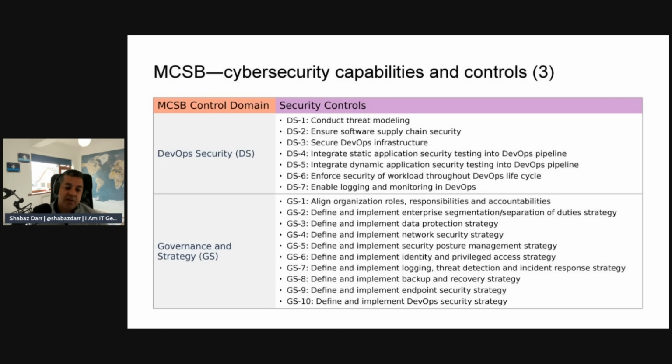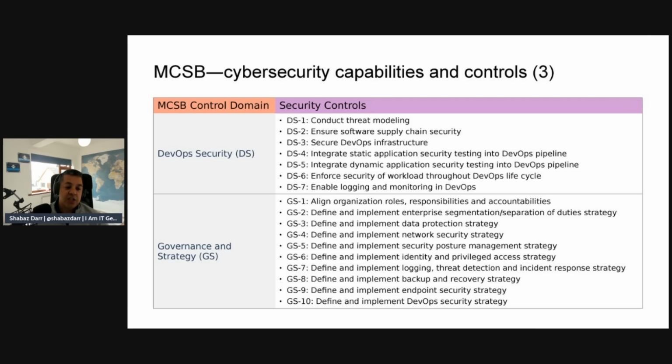And then we've got the third part of that, which is the DevOps security and the governance and strategy. So see the DevOps security, conducting threat modeling, securing DevOps infrastructure, integrating dynamic application security testing into your DevOps pipeline, enforcing security of workloads throughout your DevOps lifecycle, and enabling logging and monitoring in DevOps.